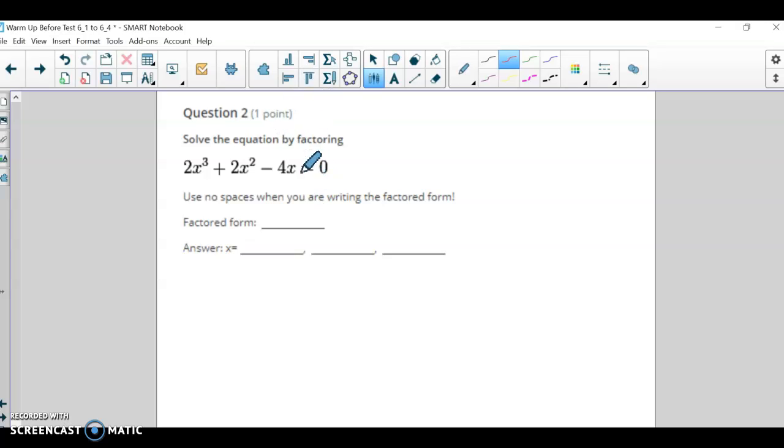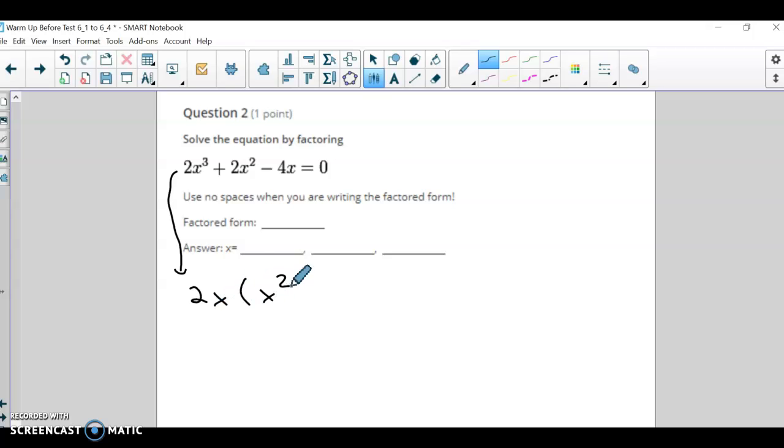Okay, so solve the equation by factoring. This is an x cubed, so we're gonna have three answers and three little factors. All right, and so basically how you should start every factoring question is a GCF, and all of these have a 2 and an x. All right, so I'm gonna pull that to the front.